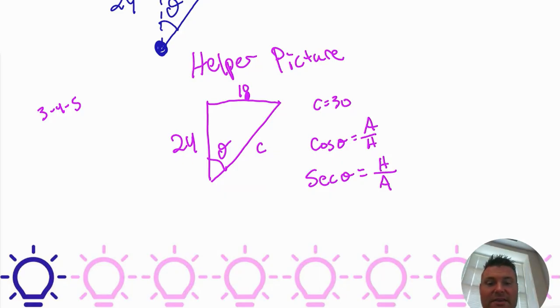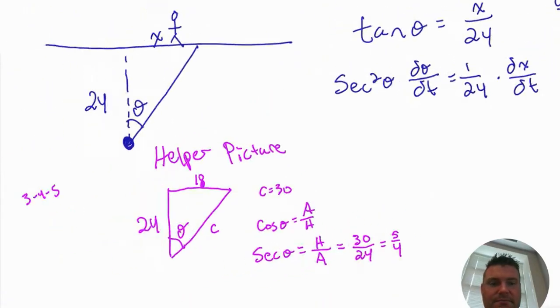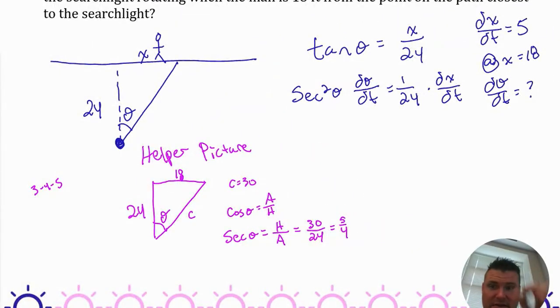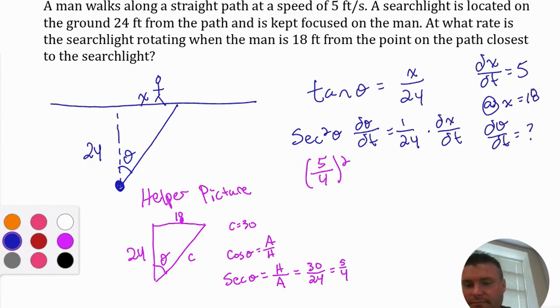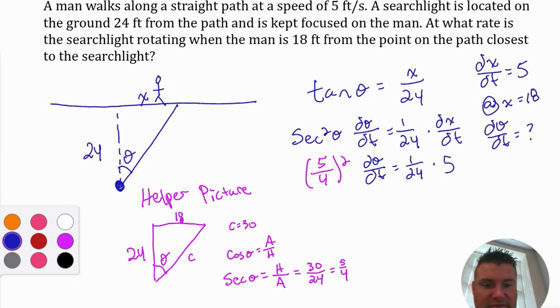So once we're here in this very particular problem, our secant of theta is going to be our hypotenuse, which we just said is 30, and my adjacent is 24, which does reduce down to, divide everything by 6, 5/4. Okay, so come on right up here with this secant squared theta, and what we're going to do here is replace that with 5/4 squared. And then we still have my d theta dt, which I do not know, equals 1 over 24 times dx dt, which is 5.